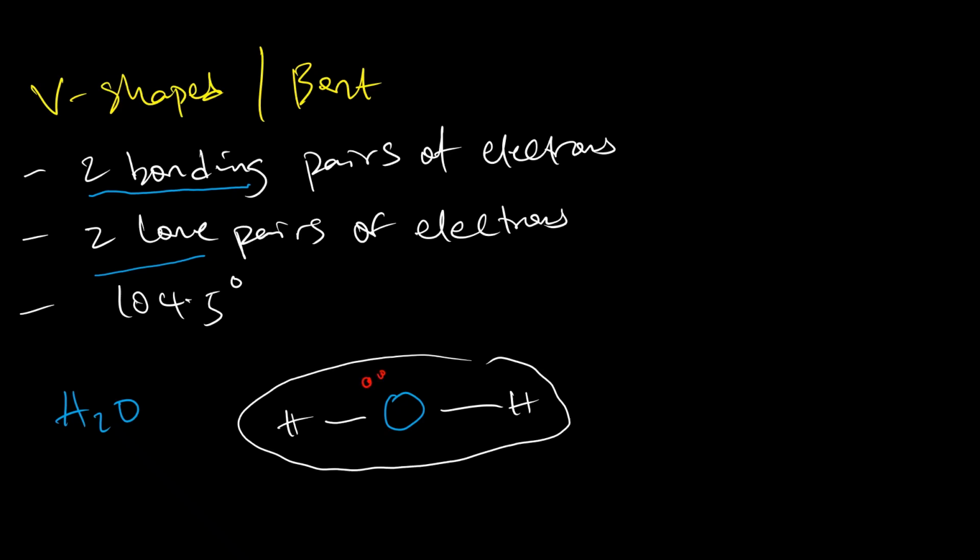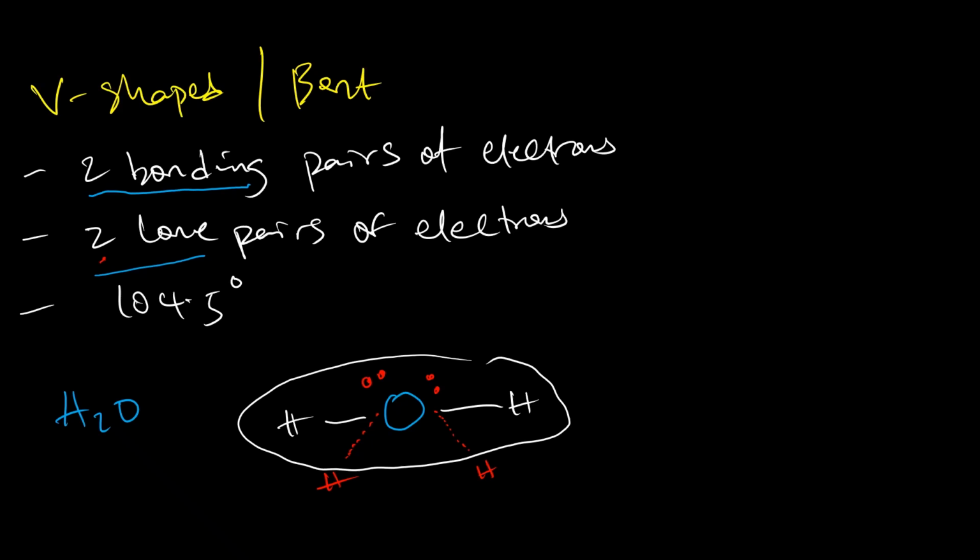The lone pair here will cause additional repulsion that will make this bond extend. Remember it's two lone pairs. Then we also have another lone pair here. This second lone pair will also cause this bond to extend because of the force of repulsion. So in this case, we are going to have a bent or V-shaped molecule.